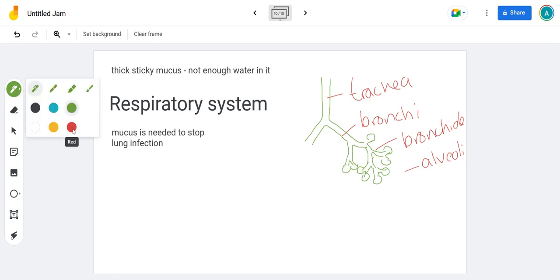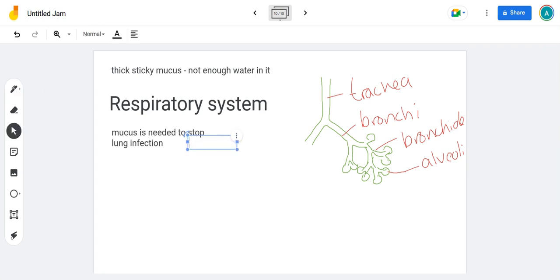So as we breathe in and the air goes down and through here, there is some mucus in these tubes, and the mucus is needed to stop infection because we don't want dust and dirt and microbes going all the way down to our alveoli and causing infections in our lungs down here. So we've got mucus all the way from our nose all the way down, stopping those infections. So the mucus is really important to have as the right consistency in the tubes on the way down to our lungs.